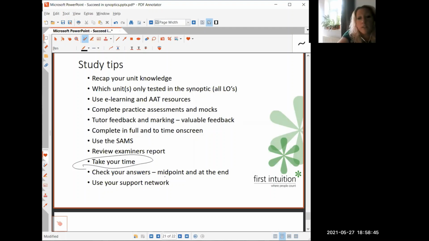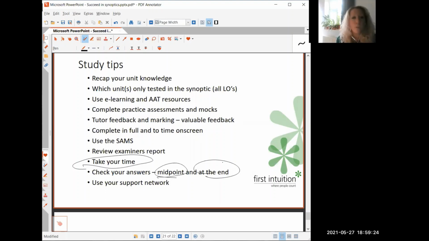I've put here that you should check your answer at midpoint and at the end. Now, this is something which is a really, really good habit to get into. So when you've got a written question and say it's for 8 marks, read the requirement, plan what you're going to answer, read the requirement again, start writing your answer. About halfway through, just stop, go back, have a look at the requirement again. Am I still on track, or have I started going off on a tangent and answering a question that I wished it was, not what it actually is? Really, really useful. And check at the end, have I addressed everything?